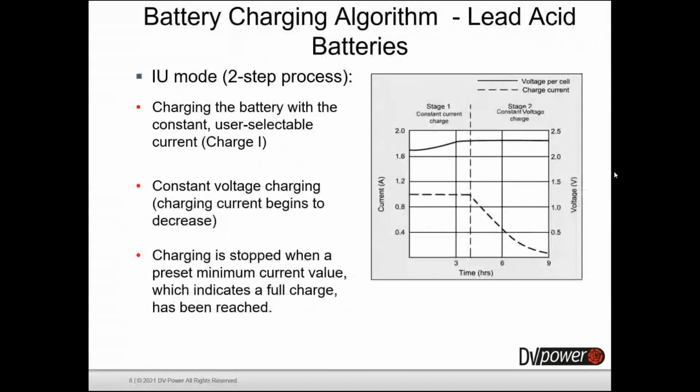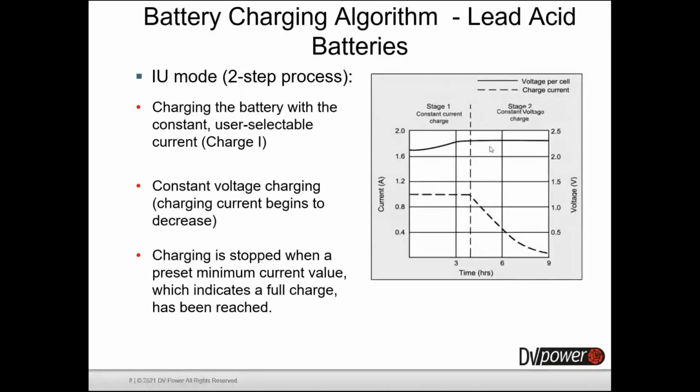Now we will speak about the charging of a lead-acid battery. They can be charged in a lot of ways, but the first one and the widely used one we call IU mode. It's a two-step process. It starts by charging the battery with a constant user-selectable current. On this graph, you can see that user-selectable current here in a dashed line, and you see in stage 1, the current is constant, and the voltage is rising slightly up to a pre-selected boost voltage level.